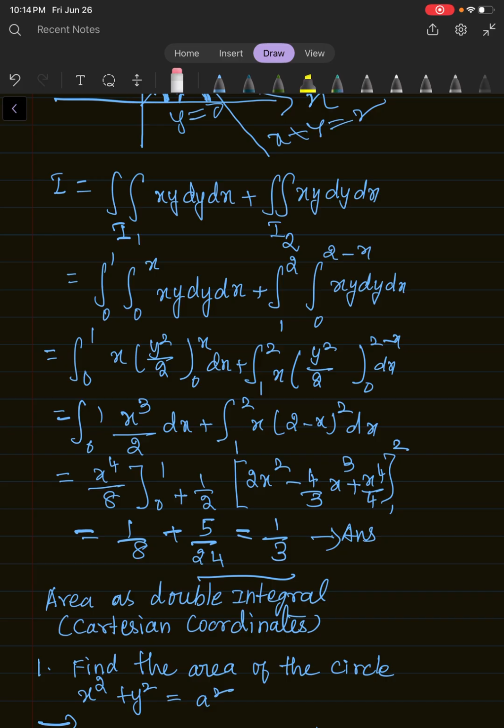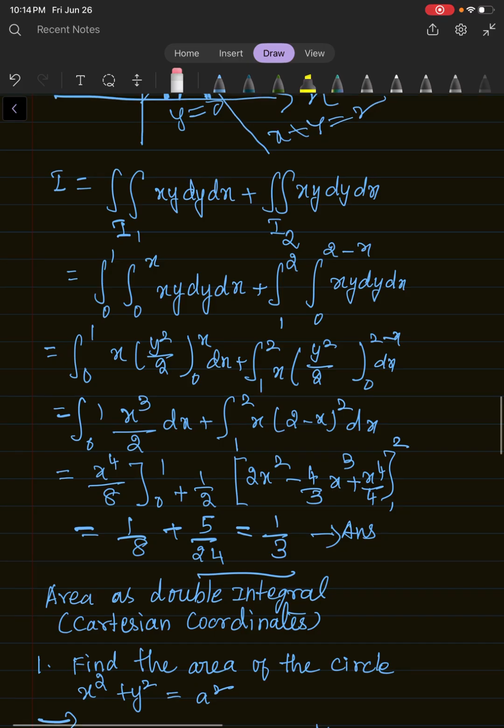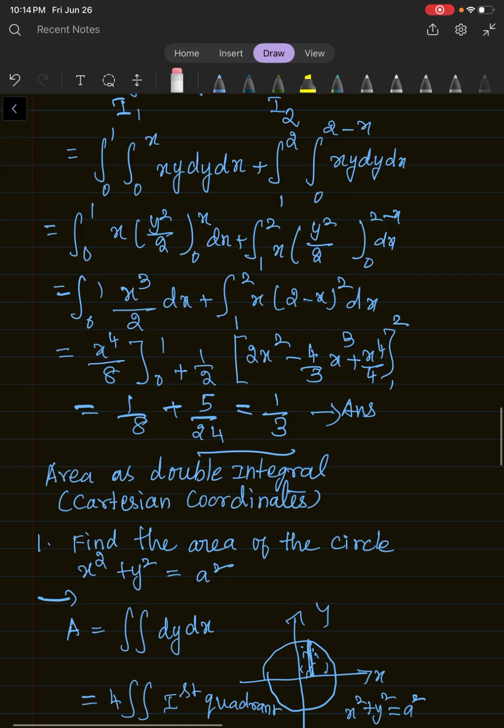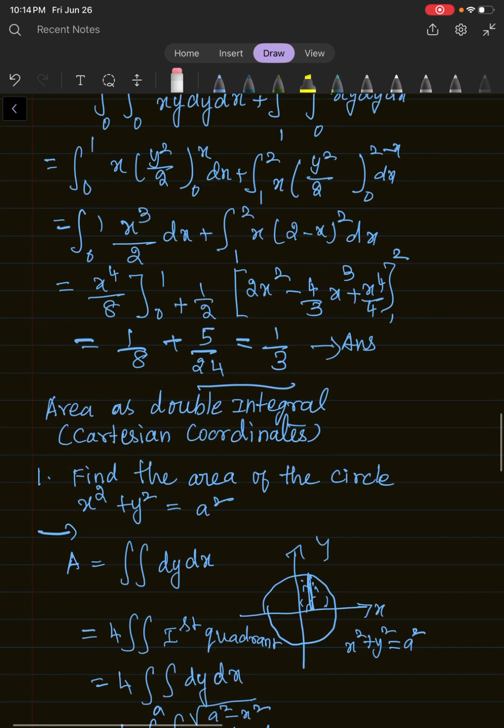So we are getting integral from 0 to 1, x into y square by 2, limit is 0 to x into dx, plus 1 to 2, x into y square by 2, integral from 0 to 2 minus x into dx. So after applying the limit, the next step we are getting integral from 0 to 1, x to the power 3 by 2 into dx, plus 1 to 2, x into 2 minus x the whole square into dx.